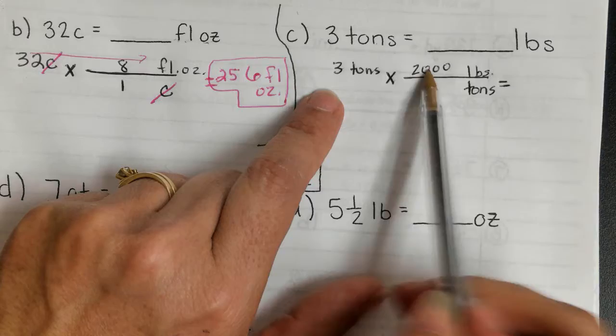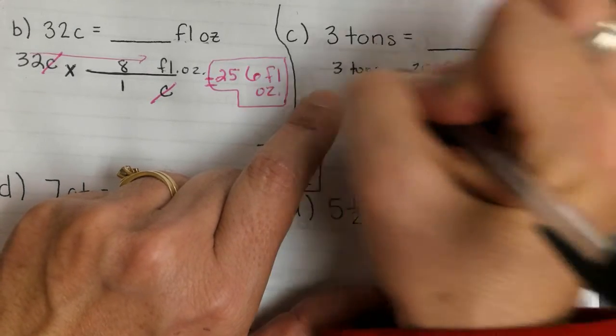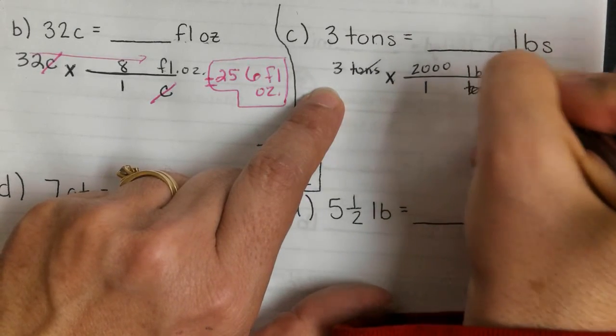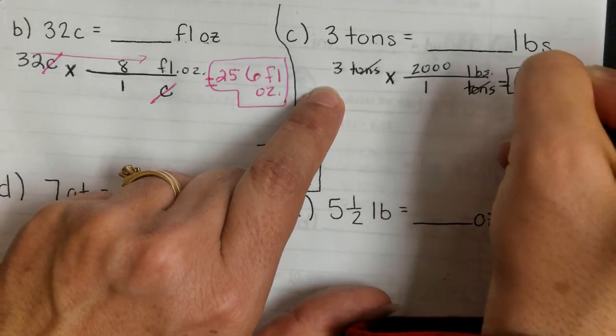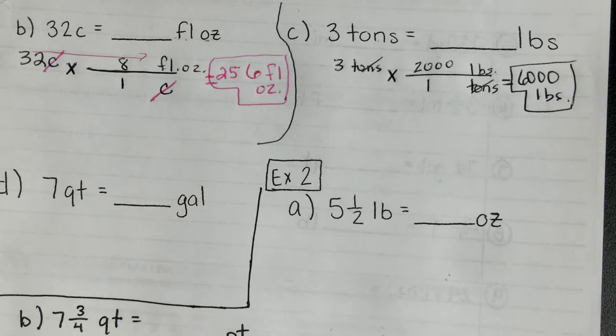So, now I just multiply straight across and I get 6,000 pounds. Now, many of you are seeing the multiply. But if you go ahead of me, there's some division involved in a second. Please don't go ahead of me. Okay, let's do D. Everybody good so far?